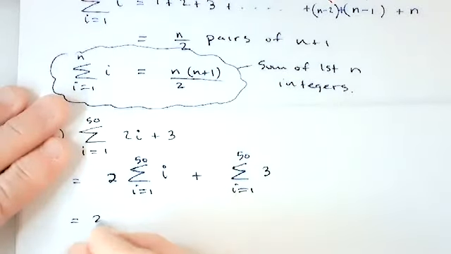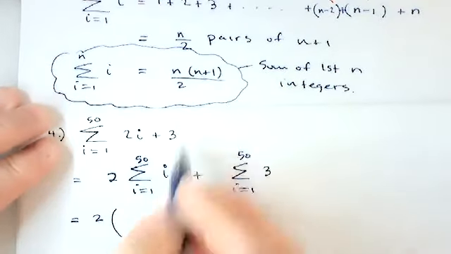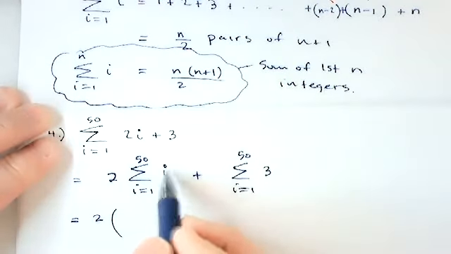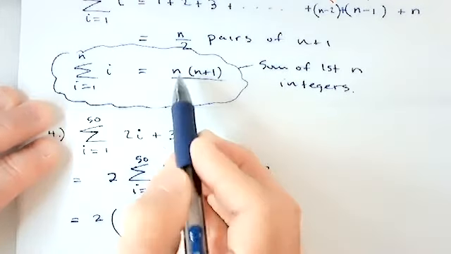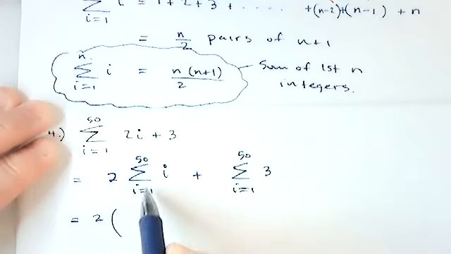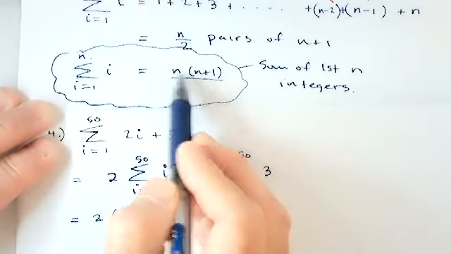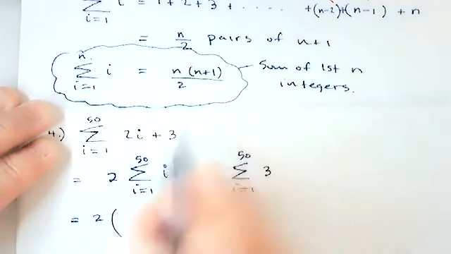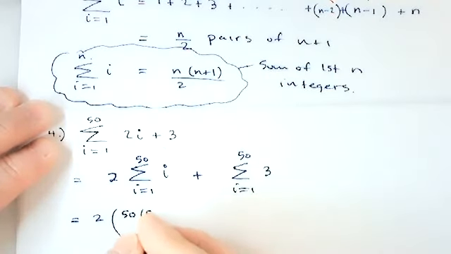And then for this one right here, using this formula here, I don't need to, I mean, you can write it out again if you want to and do Gauss's trick again, but n here is 50. So the sum from 1 to 50 is going to be 50 times 50 plus 1 divided by 2. 50 plus 1.